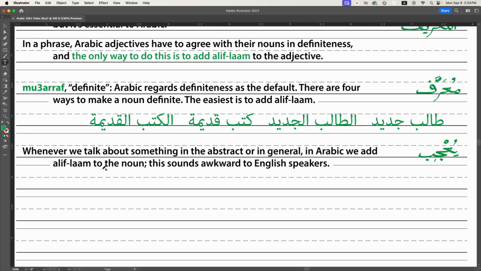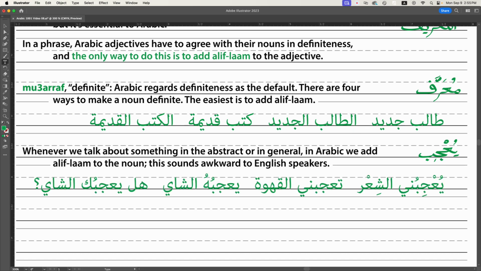However, whenever we talk about something in the abstract or in general, in Arabic we add alif lam to the noun, and this sounds kind of weird to an English speaker. So let's learn a new word, yu'jib. Yu'jib means it pleases, and it's going to work like me gusta in Spanish. We're going to use it for I like it or someone likes it. So this is a great word and gets used all the time in the regular language. So pay attention to it.